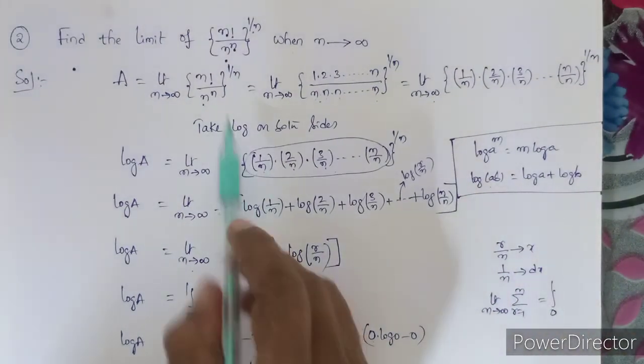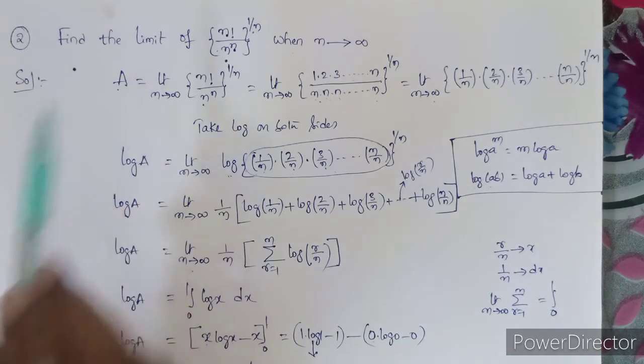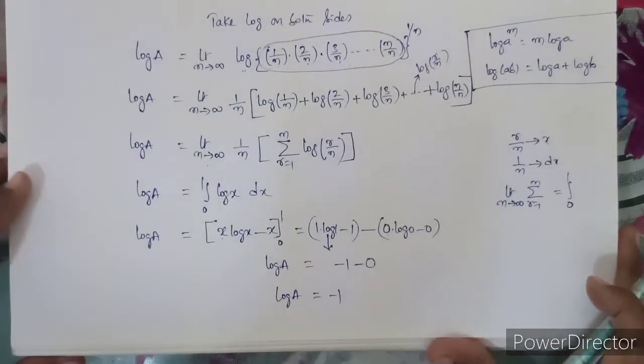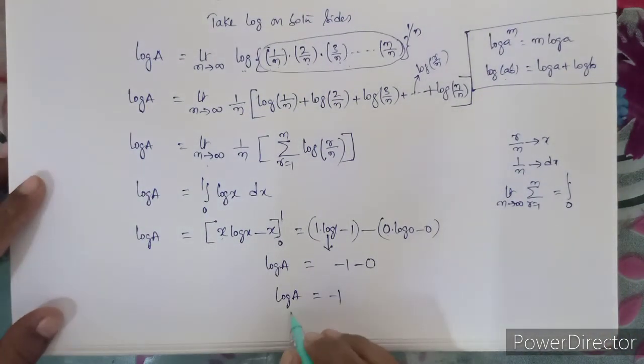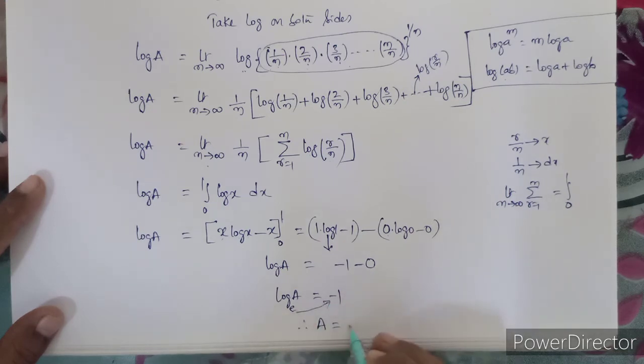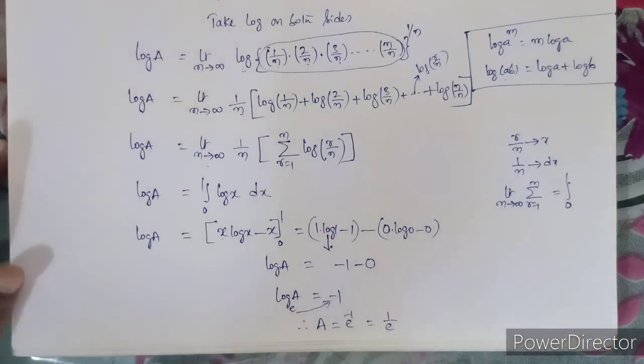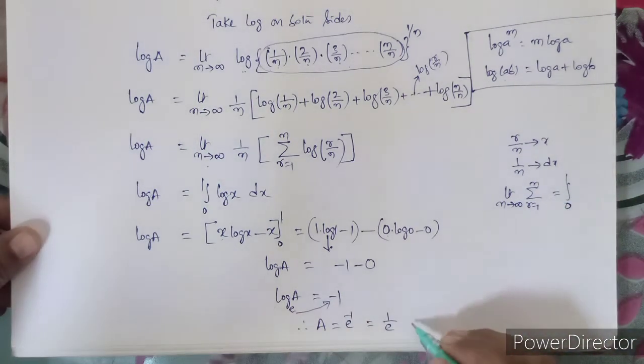Our target is to find out a. We call this limit as a, no? So that is our aim, to find out a. We have to remove log on both sides. So we take this as log e. Anyhow, log e is 1. So therefore a is equal to e power minus 1. This is equal to 1 by e. Therefore a is equal to 1 by e.